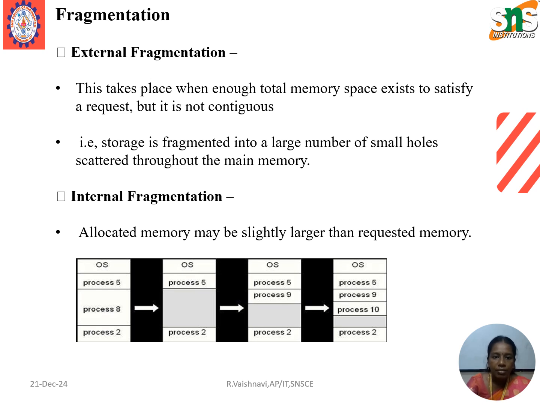Next one will be fragmentation. In fragmentation, we have two types, that is external fragmentation and internal fragmentation. The first one is external fragmentation. This takes place when enough total memory space exists to satisfy a request, but it is not contiguous. That is, storage is fragmented into a large number of small holes scattered throughout the main memory.